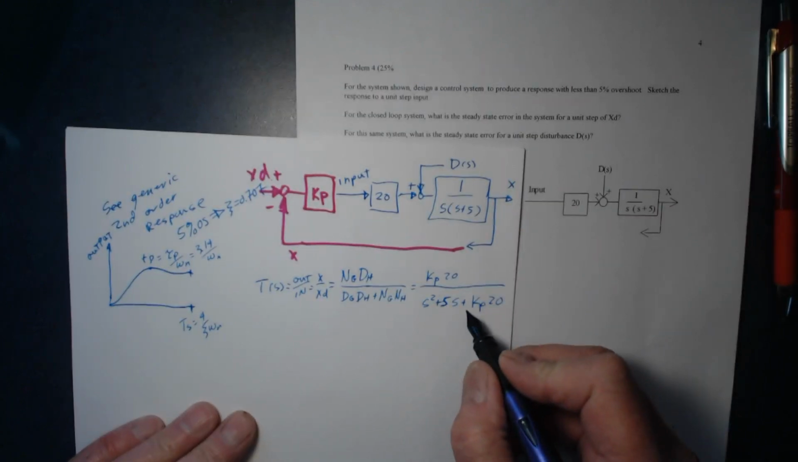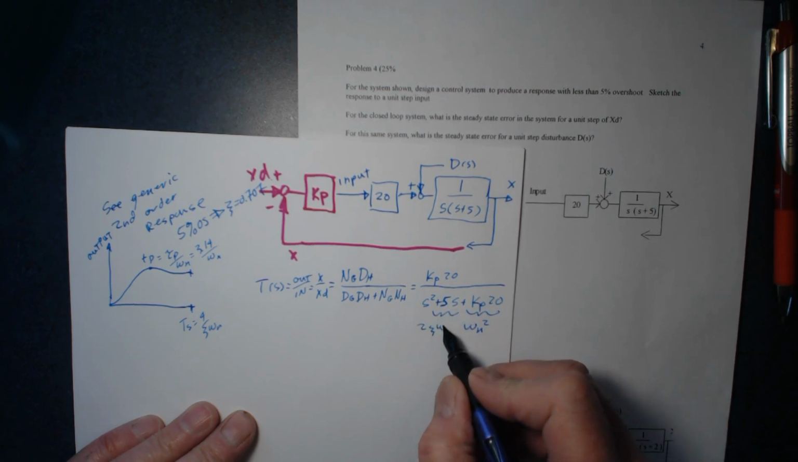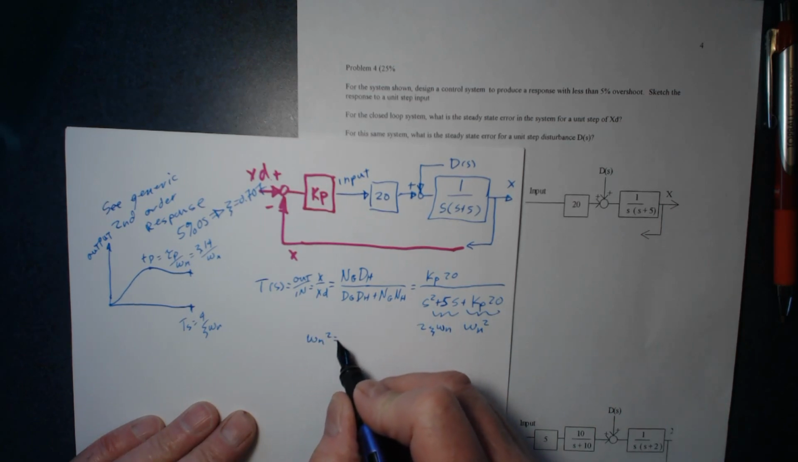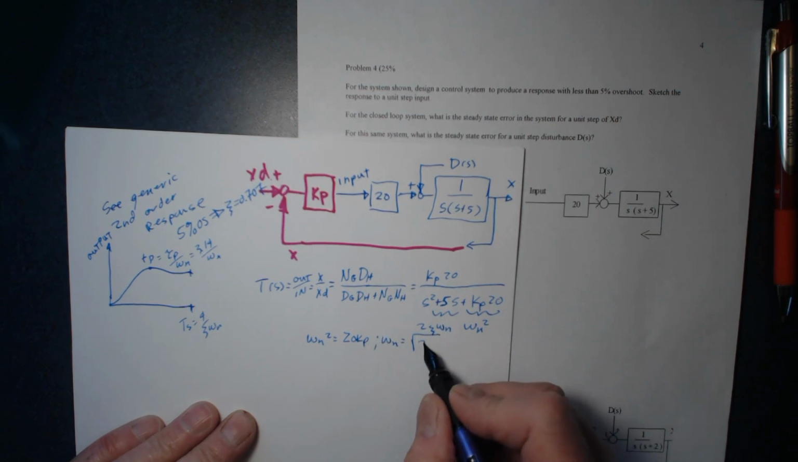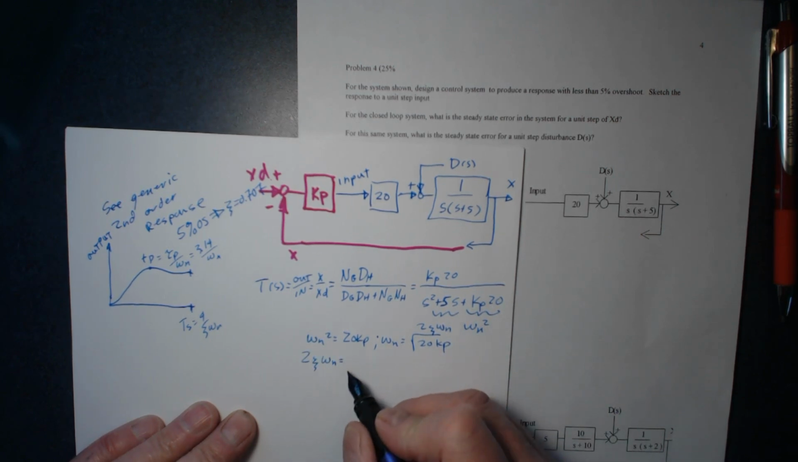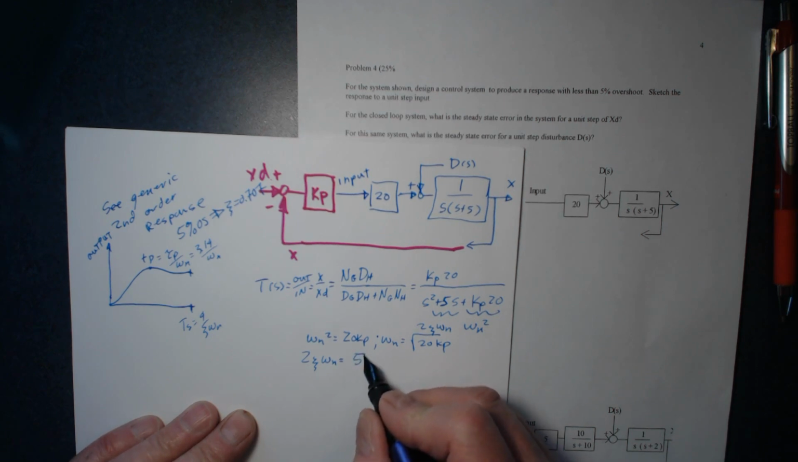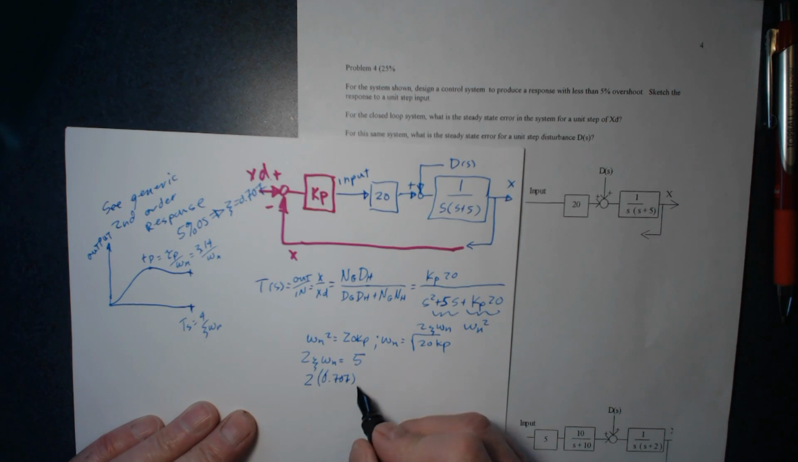And you know what I can just do? I can just say that omega n squared and 2 zeta omega n are that. So omega n squared is equal to 20 kp. That means omega n is equal to the square root of 20 kp. Then 2 zeta omega n is equal to 5. So I can plug in: 2 times 0.707 times omega n, the square root of 20 times the square root of kp, is equal to 5.